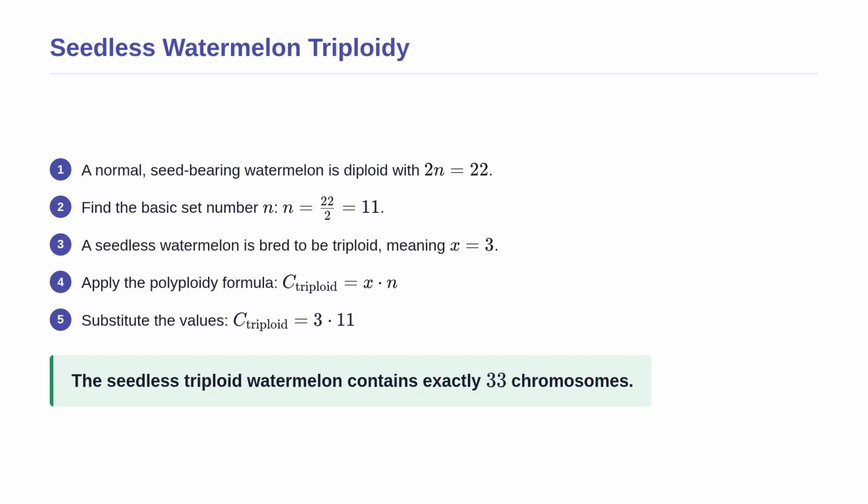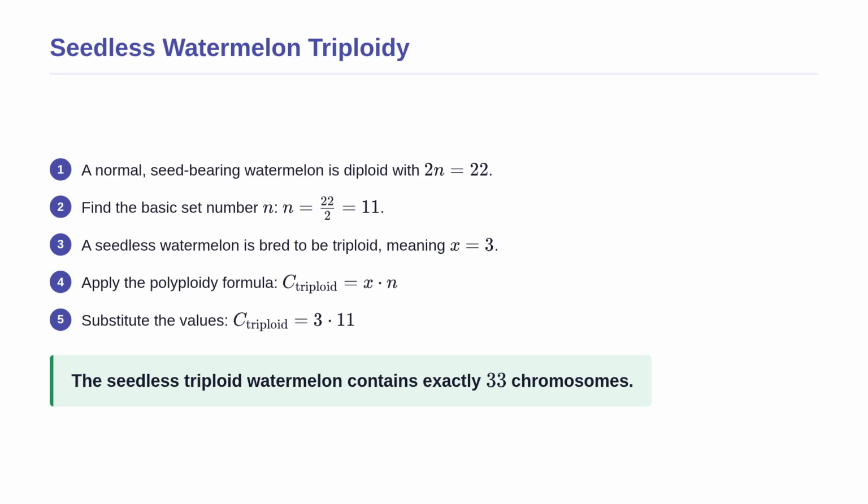Let us apply this formula to something you might find in your grocery store, a seedless watermelon. We are told that a normal, seed-bearing watermelon is diploid, with a total of 22 chromosomes. Agricultural scientists create a seedless watermelon by breeding it to be triploid. We need to find the total chromosome count for the seedless variety. First, we must find the basic set number, n. By dividing the normal diploid number of 22 by 2, we determine that a single basic set contains exactly 11 chromosomes. Next, we identify the ploidy level.